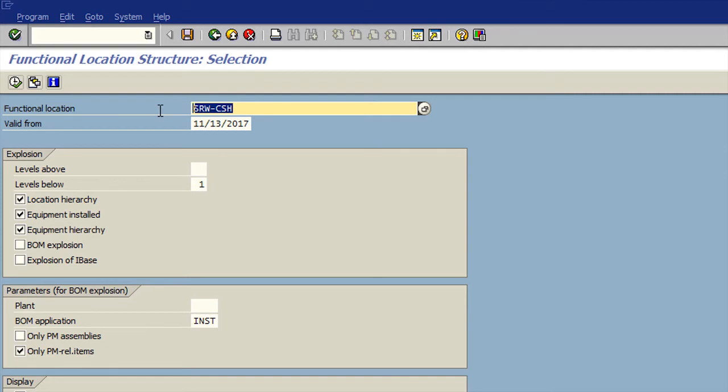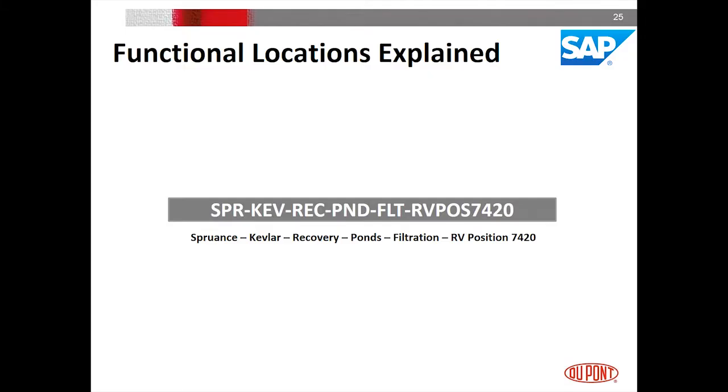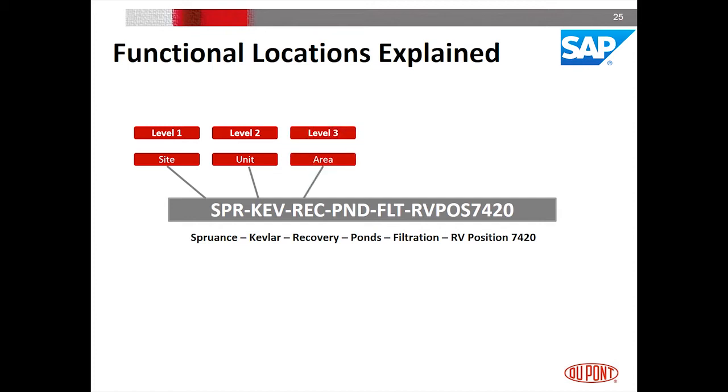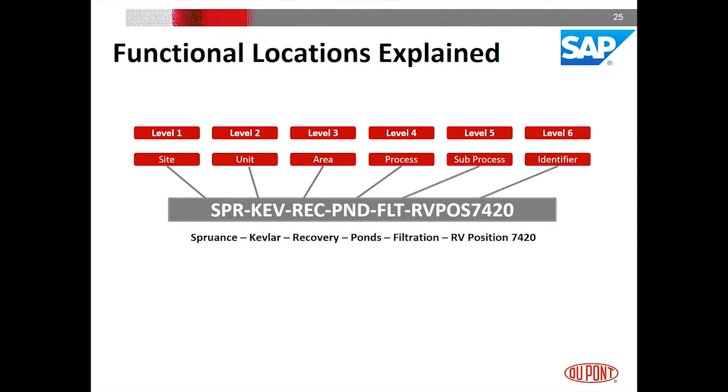Before we go on though, let me explain the functional location. The functional locations, if you are not aware, have been redesigned to make them standardized and easier for operators to drill down to the correct equipment in order to create more accurate notifications. The basic structure is Level 1, Site, which is Spruance in this example. Level 2, Unit, which is Kevlar in this example. Level 3, Area, which is Recovery. Level 4, Process, which is ponds. Level 5, sub-process, which is filtration, and level 6, identifier.